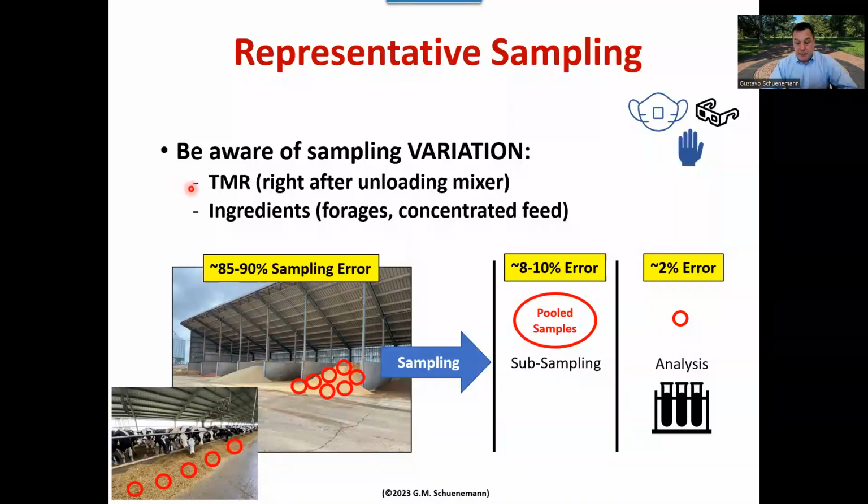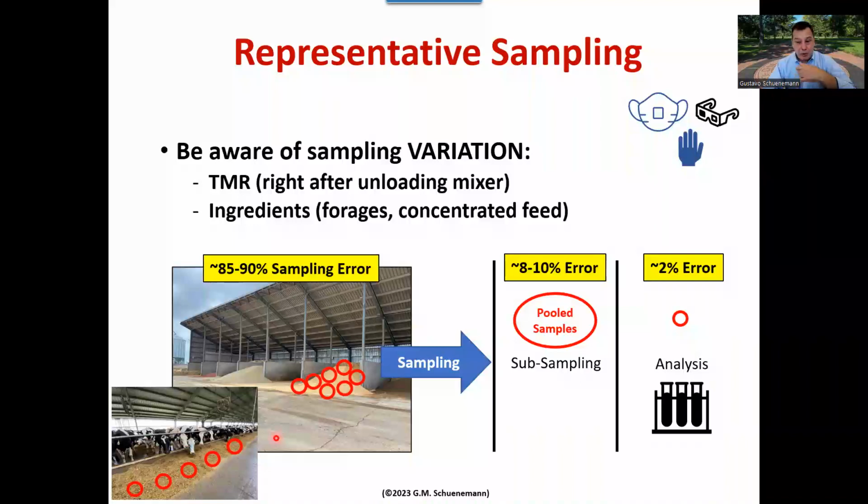Be aware of variation, right? Sampling the TMR right after you unload the mixer is the best, most representative of what the cows are eating. The cow at the end of the day is eating something different in the diet because of their selection process, right? And so the TMR right there, an ingredient, especially forage unconcentrated. Most of the variation when it comes to errors comes through this sampling process.